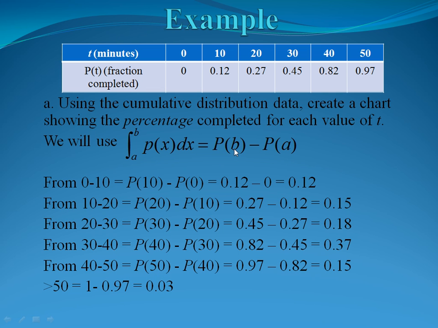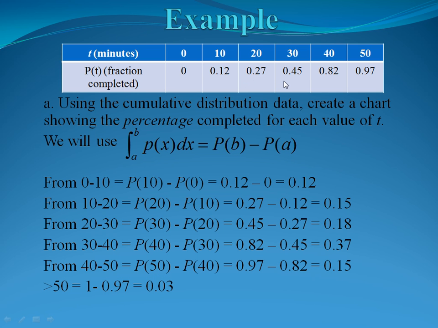Now using the data, we can create a chart showing the percentage completed for each value of t in time intervals, because as we said before, sometimes it's better to break it up into intervals. So if we wanted to find the percentage of students that took from 0 to 10 minutes, we know that between 0 and 10, we would do 0.12 minus 0, so 12% finished between 0 and 10 minutes. From 10 to 20 minutes, we want to take the difference between these two fraction completes. So 0.27 minus 0.12 tells us that 15% of students finished between 10 and 20 minutes.